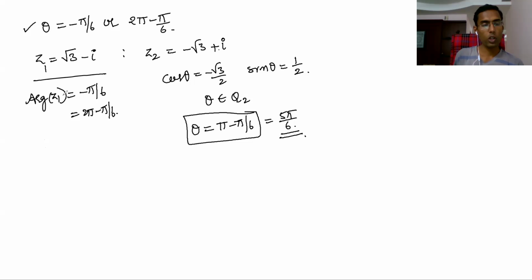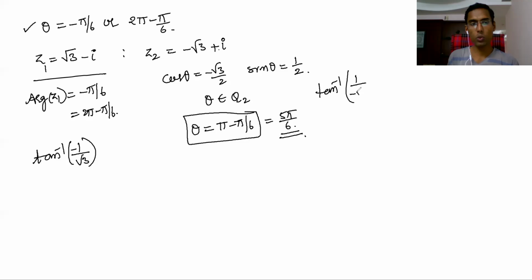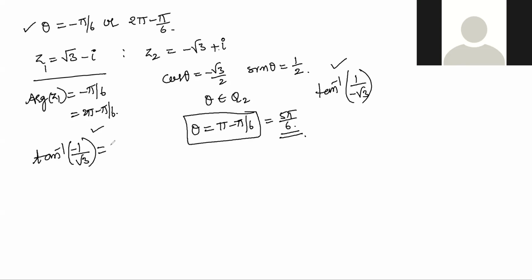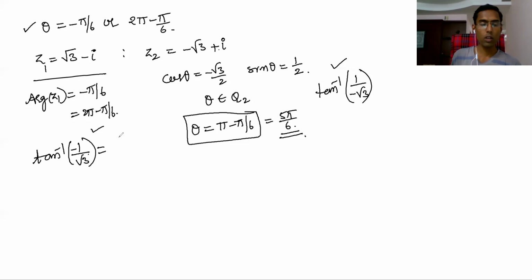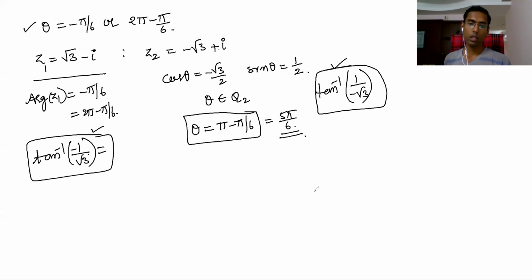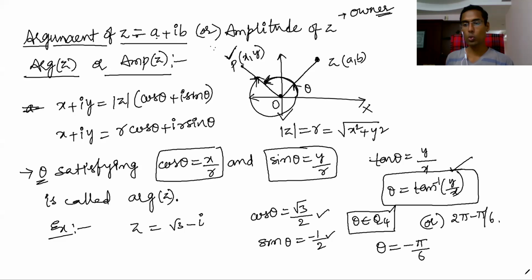But if you write the argument of z as tan inverse y by x, then y by x means minus 1 by root 3 for z1, and for z2 tan inverse y by x means 1 by minus root 3. Both are the same. So you may get pi minus pi by 6, second quadrant or fourth quadrant, both you can take. That is a defect there. Therefore, you cannot use the formula tan inverse of y by x all the time.